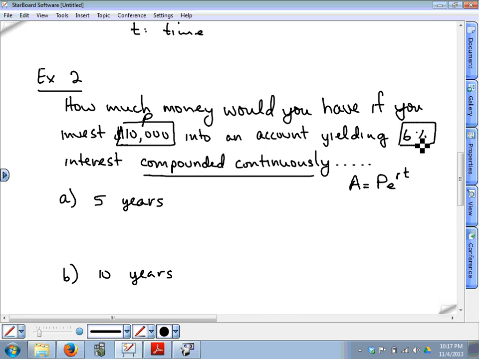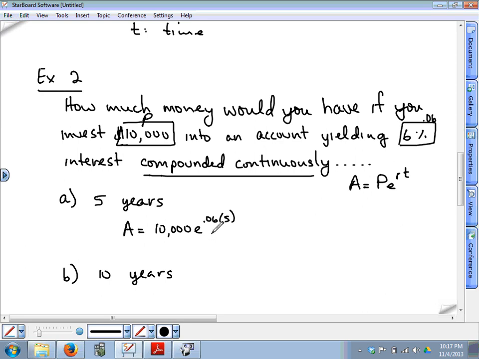Now you got to be careful. Interest or percents are not numbers you can use in formulas. The word percent means of 100. 6 of 100 means 6 divided by 100. That's 0.06. So 0.06 is the interest rate we're going to use. And for part A, part B, and part C, we just vary the amount of time that's left in there. So for part A, the future amount is equal to $10,000 times e to the 0.06 times 5.